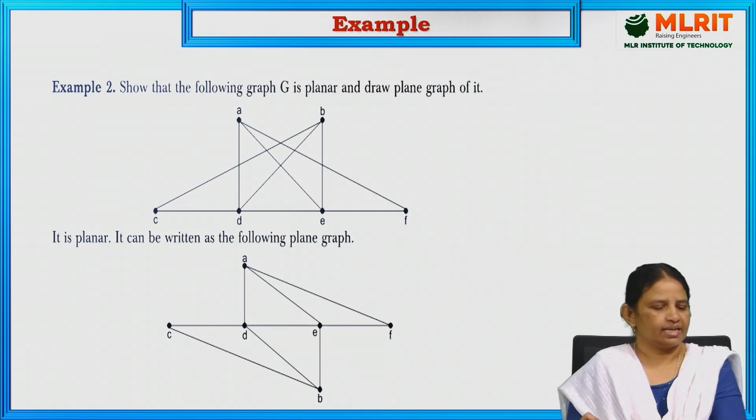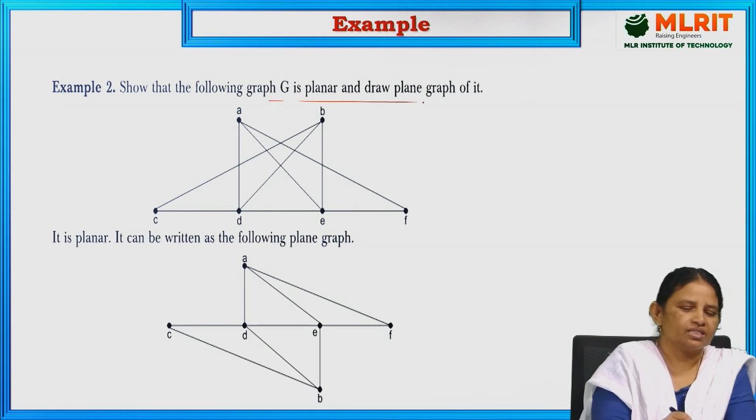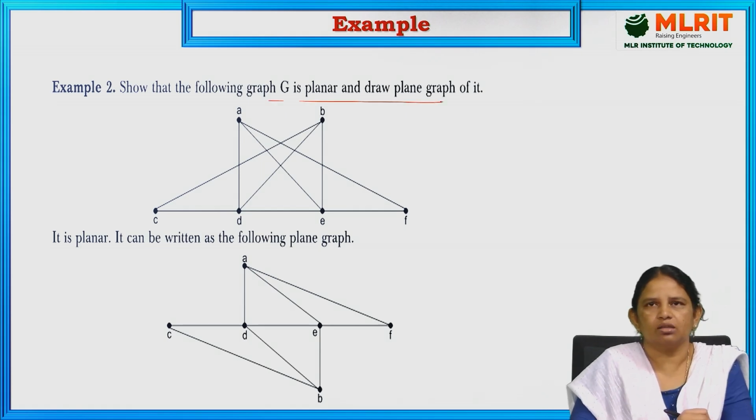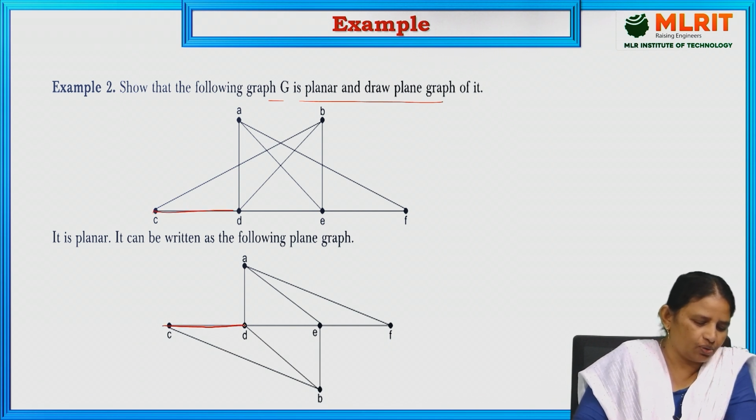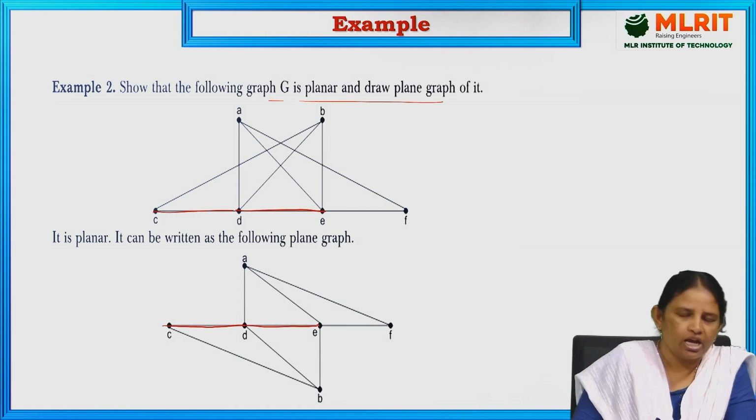So consider the second example. Show that the following graph is a planar graph and draw the plane graph of it. First you have to draw the edge from C to D, no crossing. Then D to E, no crossing. Then E to F, no crossing.